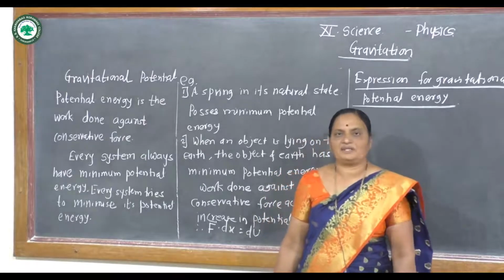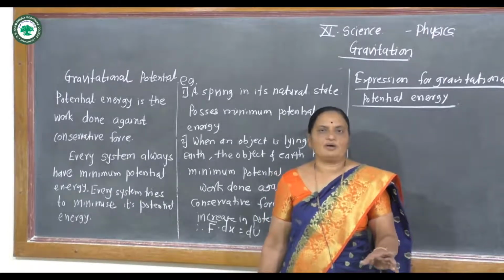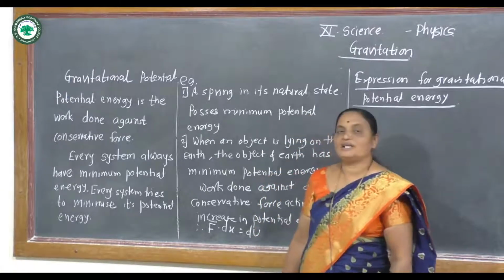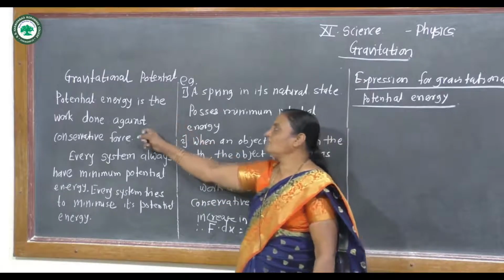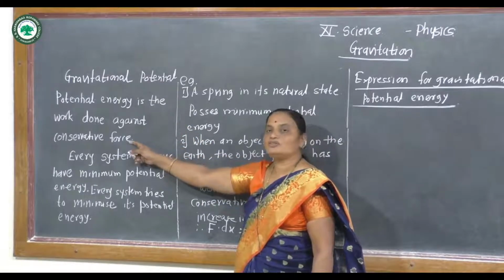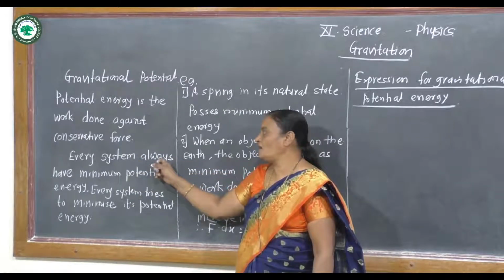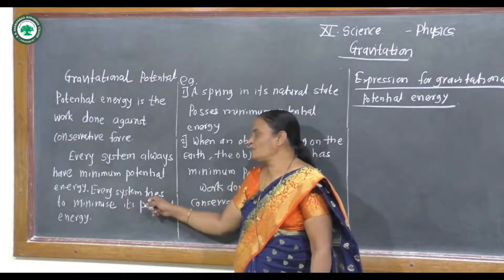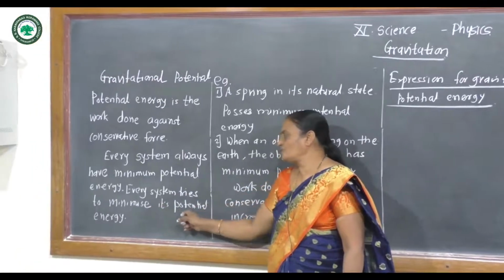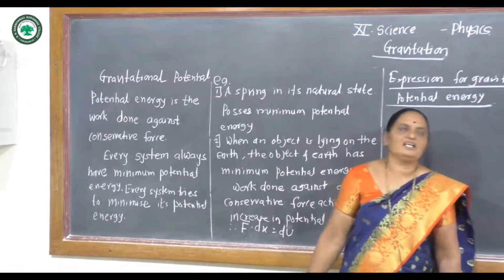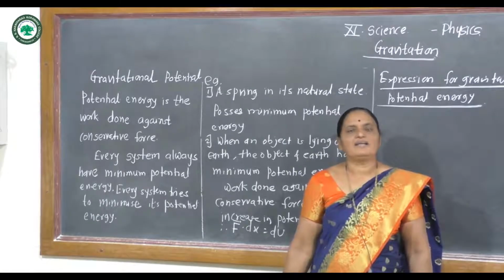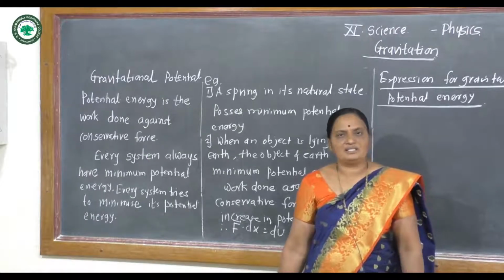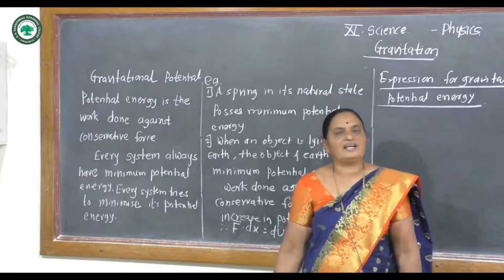There are different types of energy. Total energy is the sum of kinetic energy and potential energy. Now, here we consider the potential energy. Potential energy is the work done against the conservative force. Every system tries to minimize its potential energy. Potential energy is given by the formula mgh, where m is the mass of the object, g is acceleration due to gravity, and h is the height.